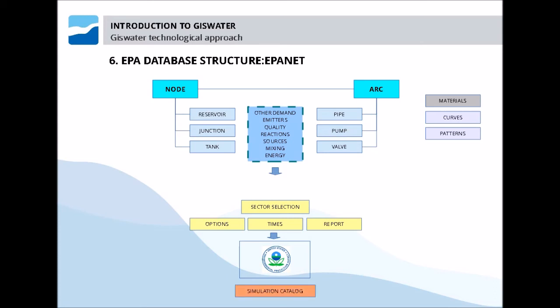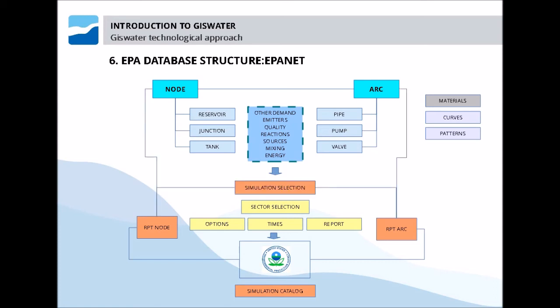We can perform this operation n times. We will be incorporating and storing different simulations all in this catalog. If we want to visualize this information that is stored in the tables arc and node results, the only thing that we will have to do will be to activate the simulation selector to be able to visualize in our GIS project the simulation that we have.